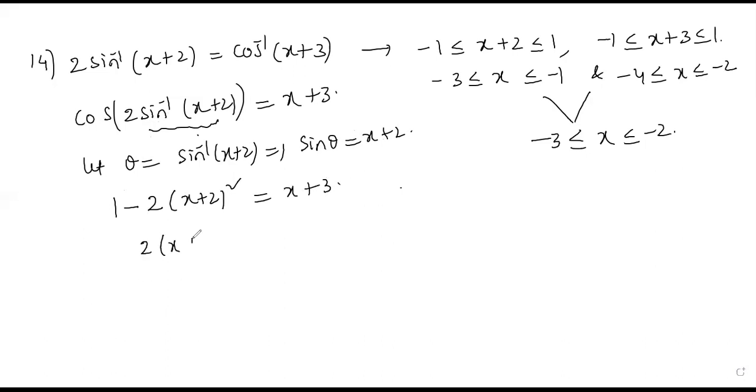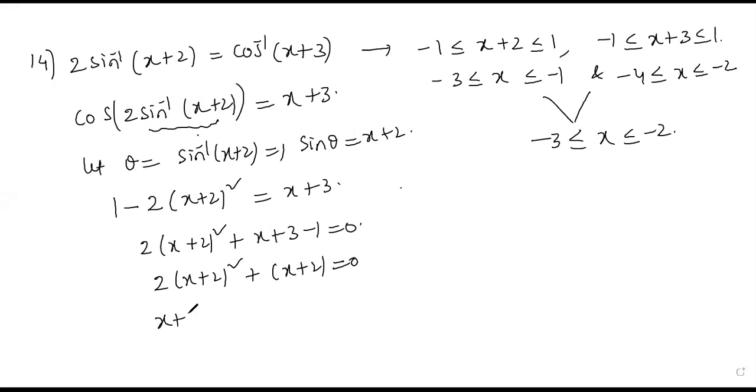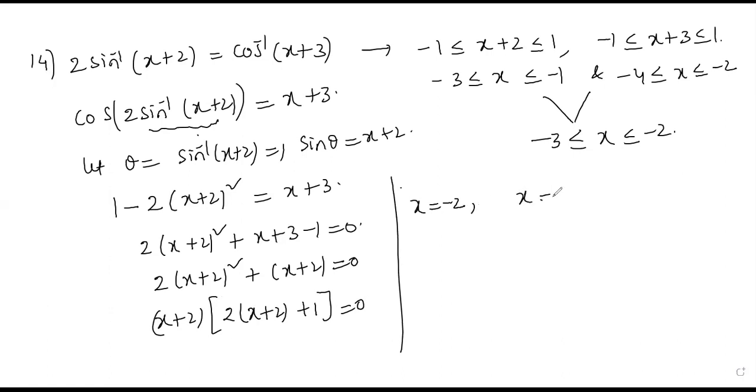Or this can be written as 2 into x plus 2 whole square plus x plus 3 minus 1. So 2 into x plus 2 whole square plus x plus 2 is equal to 0. Taking x plus 2 common in both terms, we get x plus 2 into 2 into x plus 2 plus 1 is equal to 0. So either x is equal to minus 2 or x is equal to minus 5 by 2, because 2x plus 4 plus 1 is 2x plus 5, so x is equal to minus 5 by 2. So we got minus 2 and minus 5 by 2.